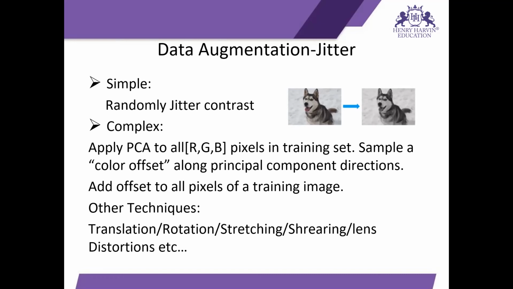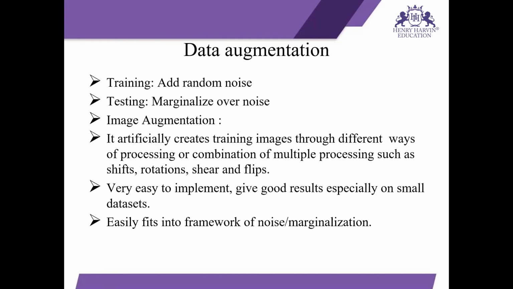We can also do zoom augmentation. It may zoom the image in and either add new pixel values around the image or interpolate pixel values. And we can also do other techniques like translation, rotation, stretching, shearing, and lens distortions. So how do we do this data augmentation?